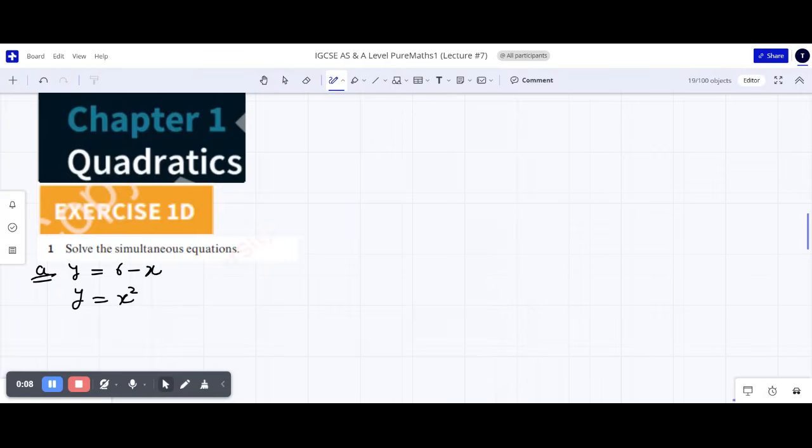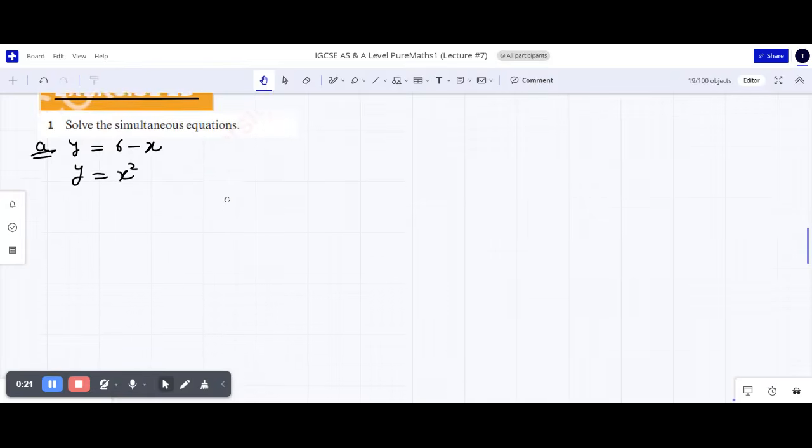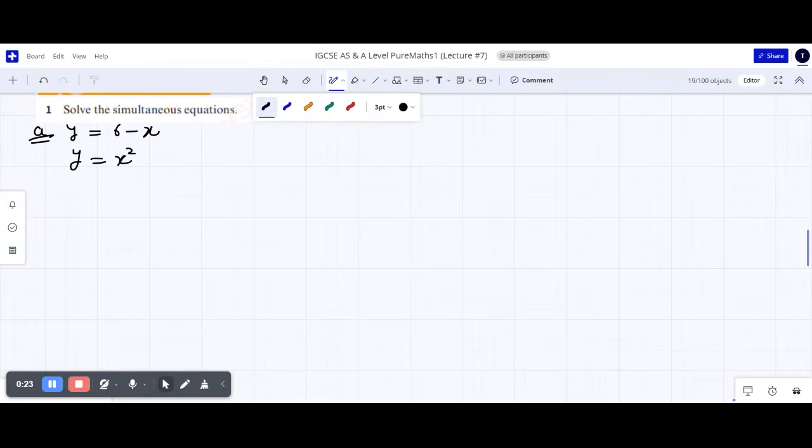So, today we are going to start the exercise 1G. Question number 1, solve the simultaneous equations. Part A is y equals 6 minus x, y equals x squared. So, let's suppose this is equation 1 and this is equation 2.